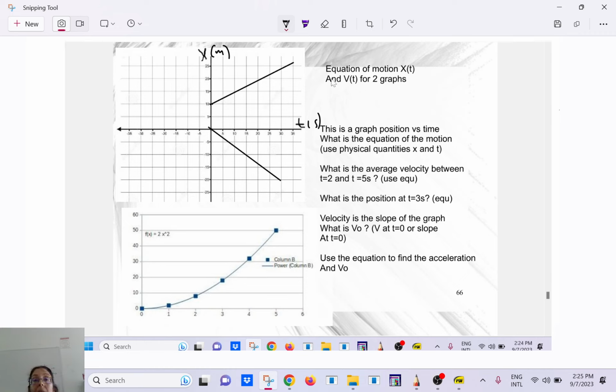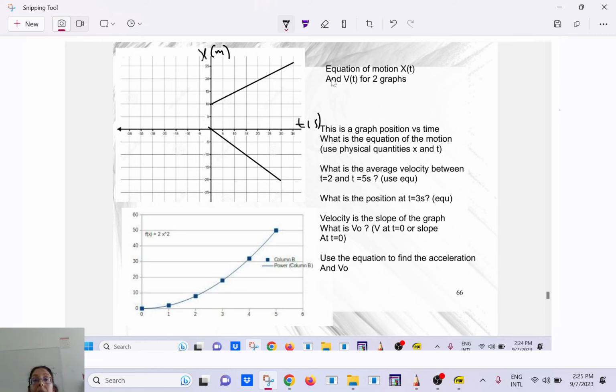So what's the initial position here? Very good. And the meter per second is the velocity. So let's find the slope. Okay, we need something nice here. We can do this one, because it's better if it's at the corner. So what's the run here? 15, and the fall, negative 10.